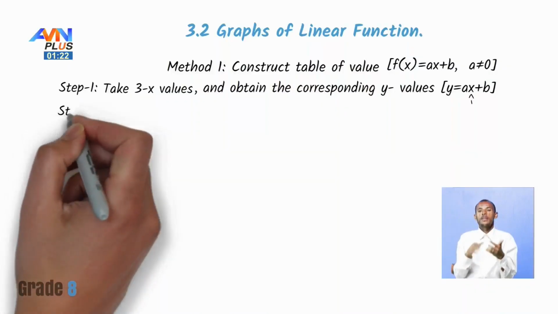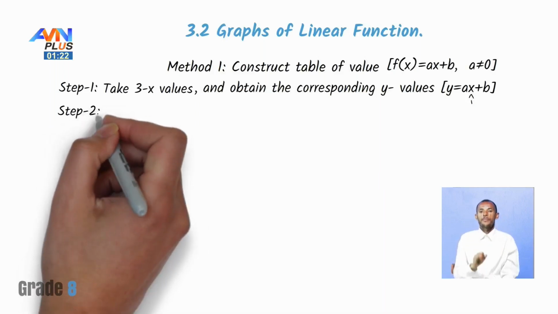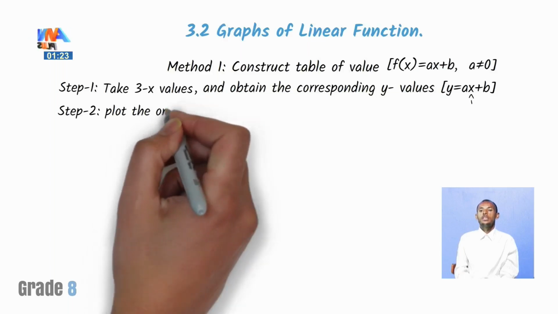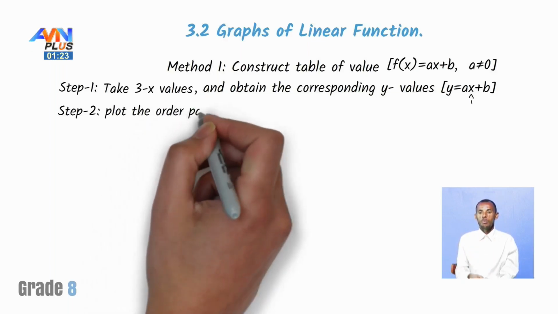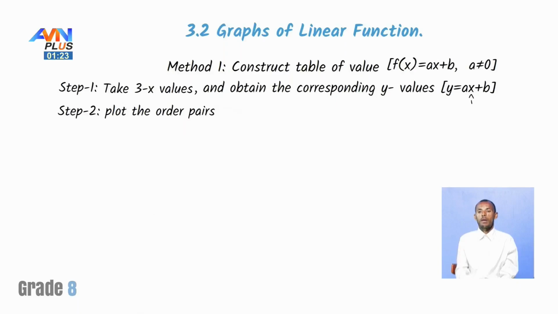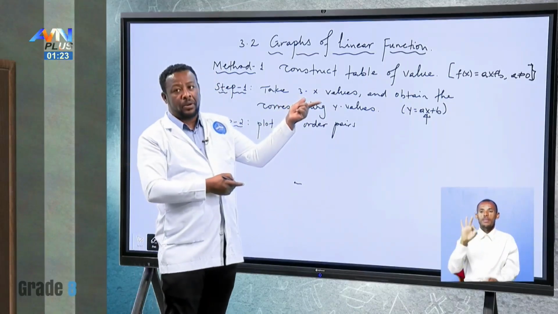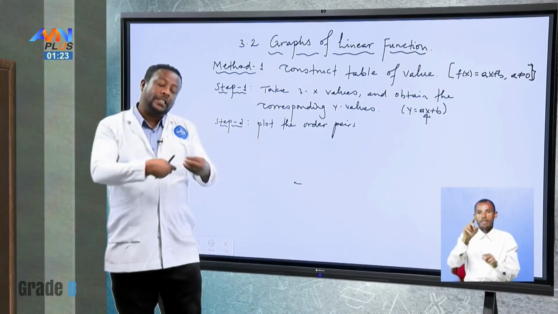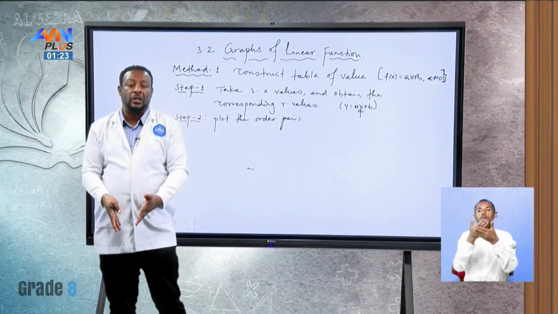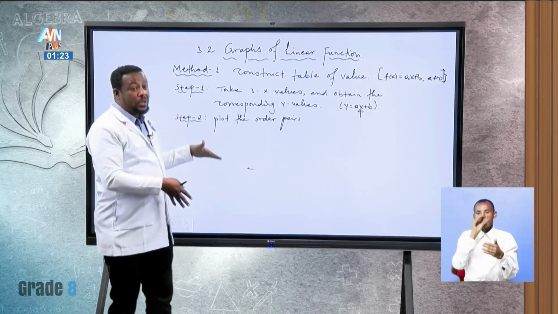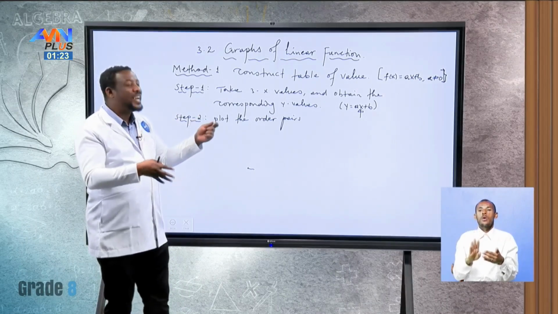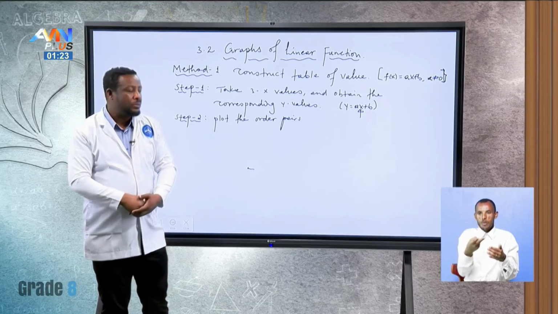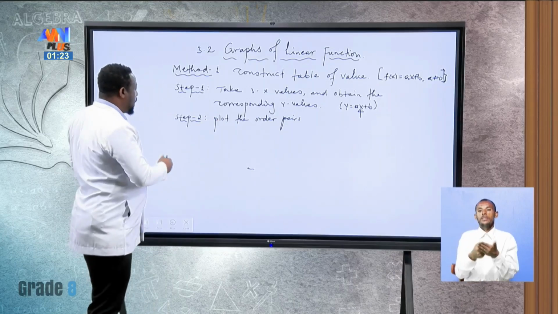In the second step, we plot the ordered pairs which are obtained in the first step, okay? In the first step, you take 3 different x values and substitute in the equation to obtain the corresponding y values. So the second step will be, we plot those x comma y values. You will plot 3 ordered pairs in the xy plane, right? So this is the second step.